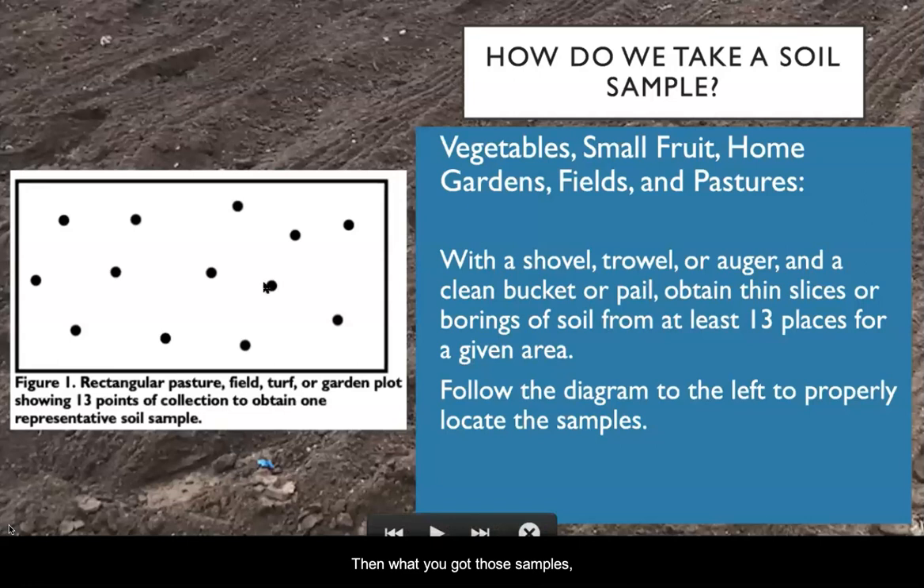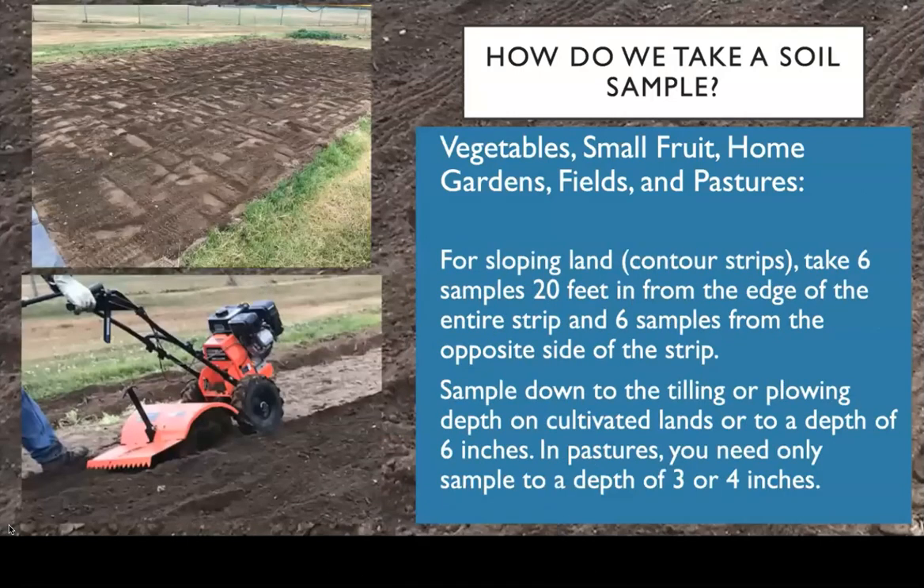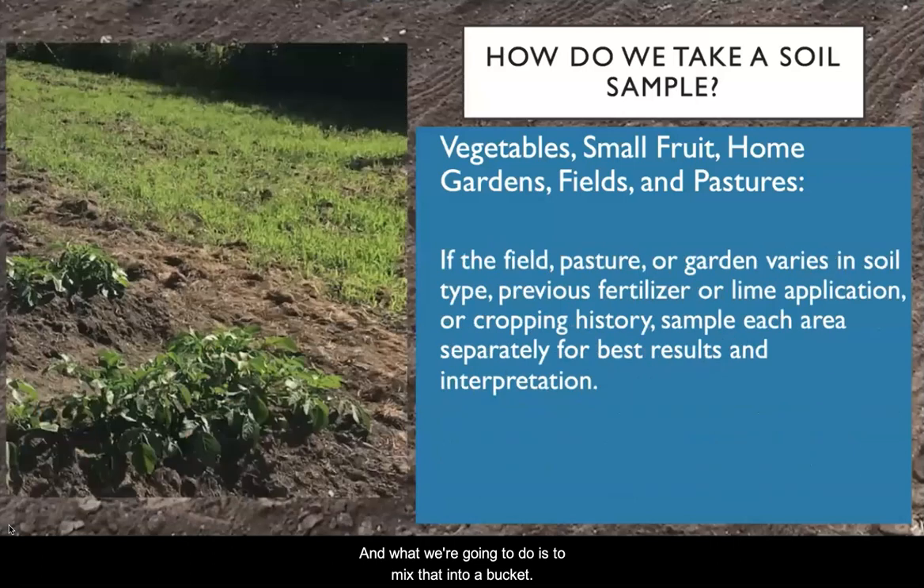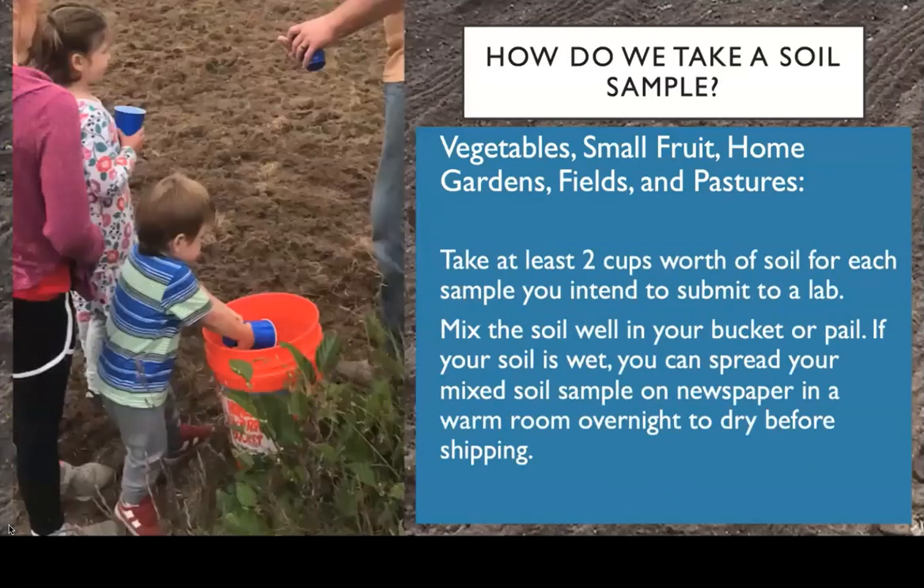Then once you've got those samples, we're going to mix them into a bucket, making sure that we've got enough in there that's representative again. So if we've got 13 points across our area, we're going to mix it all in a pail, spin it around, and then take at least 2 cups of soil back out of that bucket and put it in a bag so that we can send it to a lab.